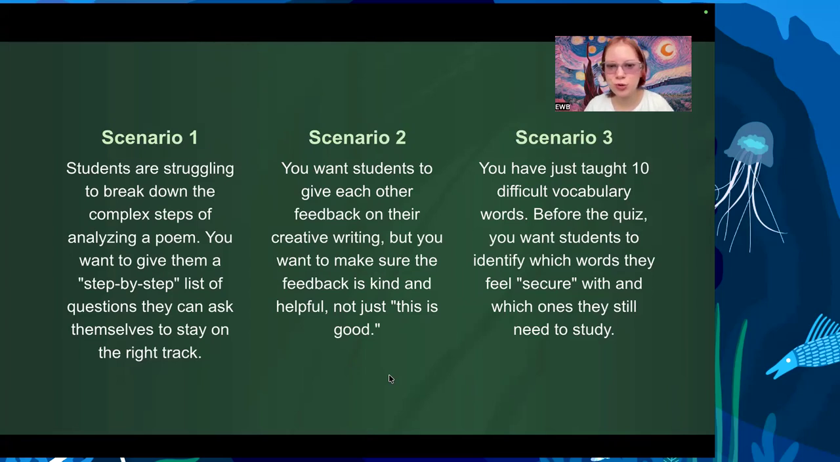So scenario 2, you want students to give each other feedback on their creative writing. But you want to make sure the feedback is kind and helpful, not just "this is good." And scenario 3, you have just taught 10 difficult vocabulary words. And before the quiz, you want students to identify which words they feel secure with and which ones they still need to study. So what self-assessment tools can be helpful in these two scenarios?